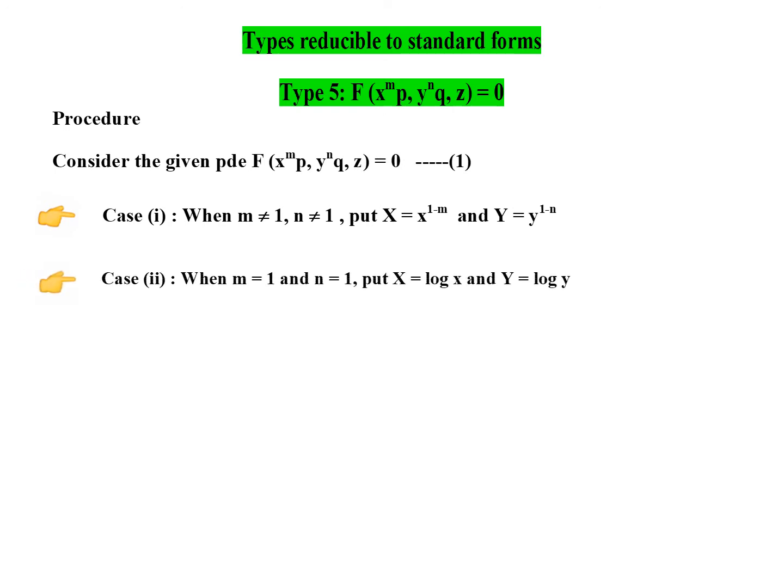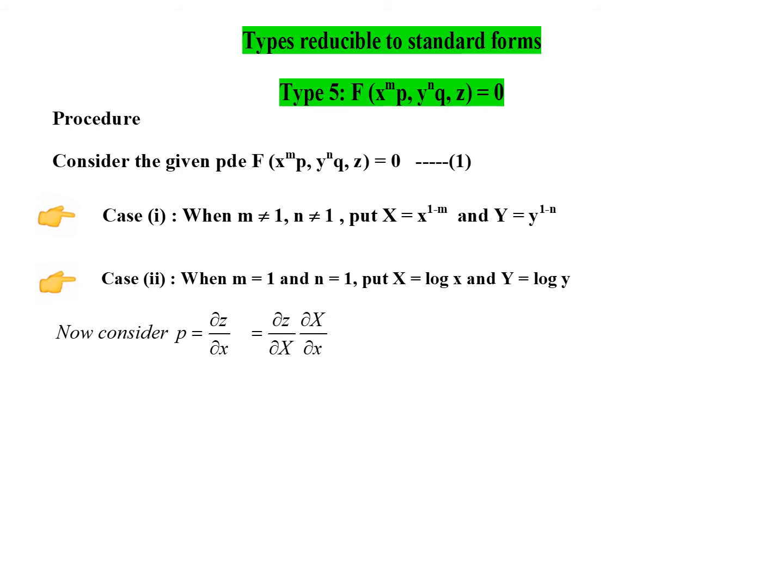And when m is equal to 1 and n is equal to 1, we need to modify the substitution a little bit, that is capital X has to be log x and capital Y has to be log y. After substituting these, consider our original partial derivative p, which is dou z by dou x. Let us insert the new variable capital X. It is actually not a multiplying or dividing concept, it is like a chain rule.